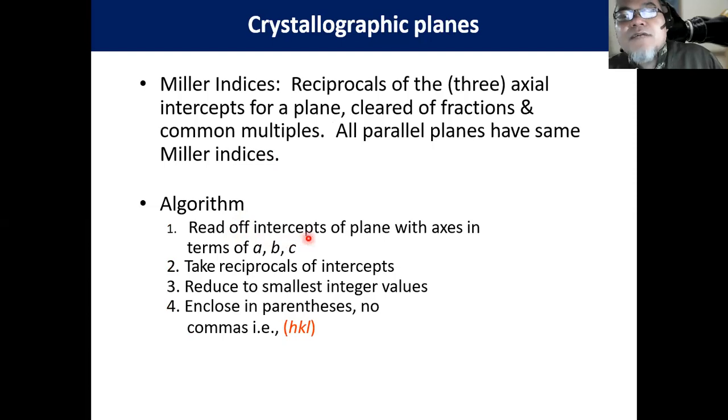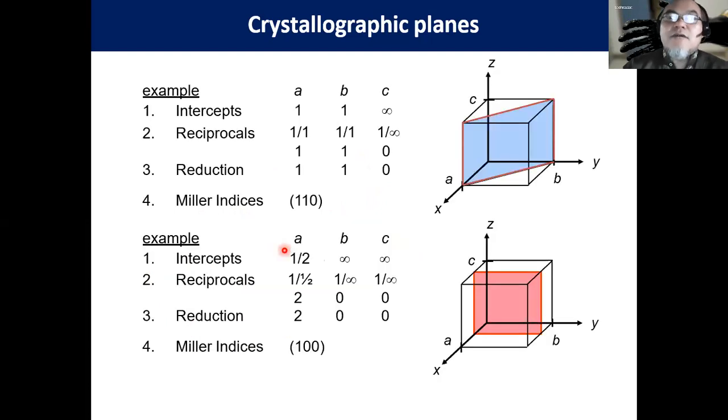First, read off the intercepts of that plane with the axes x, y, z in terms of 3 numbers a, b, c, within a single unit of the crystal. After that, take the reciprocals of the intercepts. Then reduce to the smallest integer values, similar to the direction, but enclosed in parentheses, not square brackets. This is for Miller indexes, without commas.